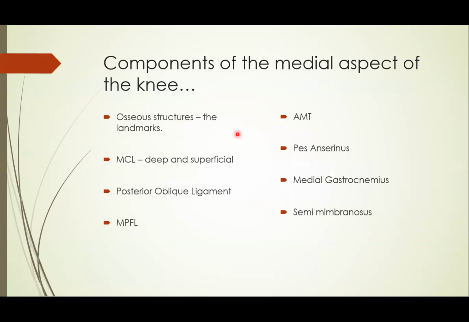Now, to recollect all the structures that we've gone through, first we started off with the osseous structures, the landmarks, of which three are the most important: the medial epicondyle, the adductor tubercle, and the gastroc tubercle.